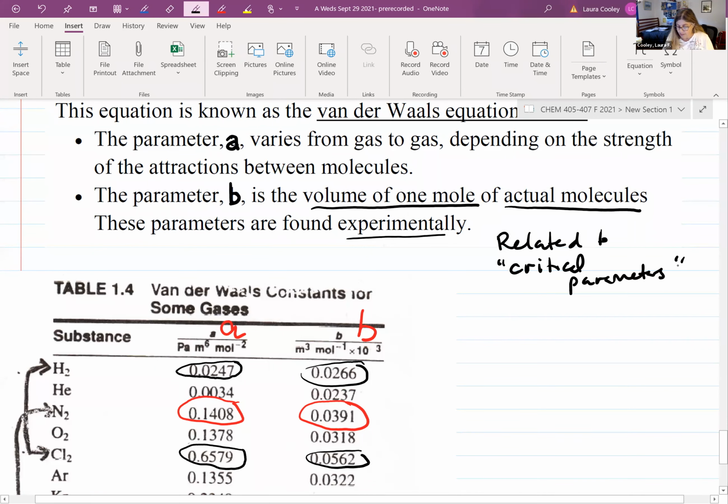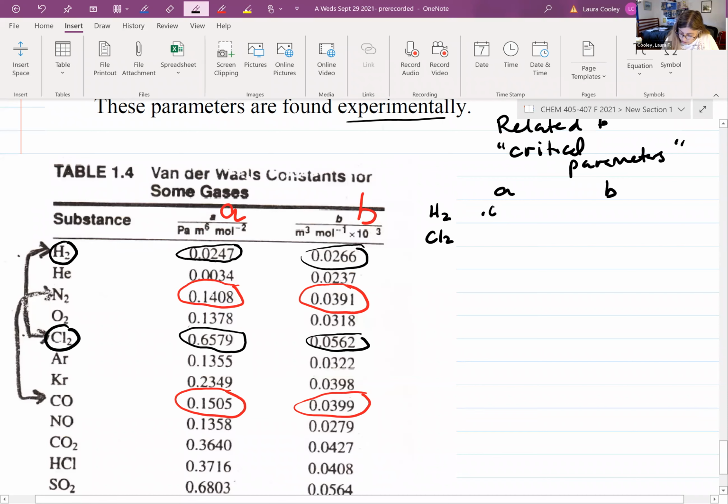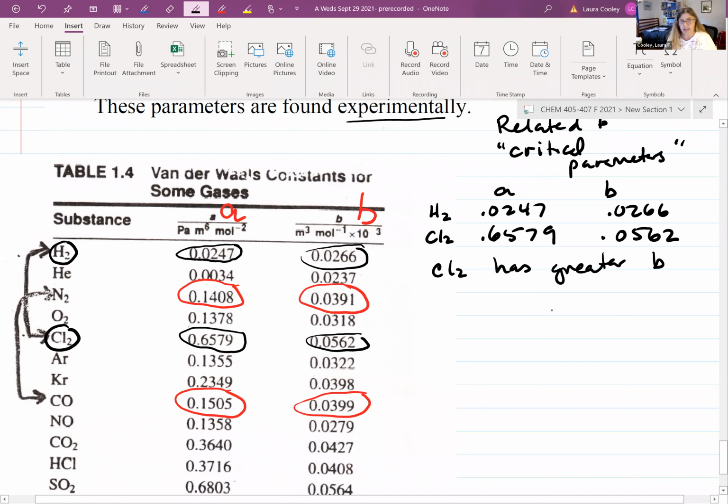So if we think about comparing, say, hydrogen and chlorine, okay, so here are the numbers for H2 and Cl2, A and B. We have 0.0247, 0.6579, 0.0266, 0.0562. So the first thing you can notice is that Cl2 has a greater B value. Well, that makes sense, right? Because Cl2 is larger. So that checks out with our view of things.